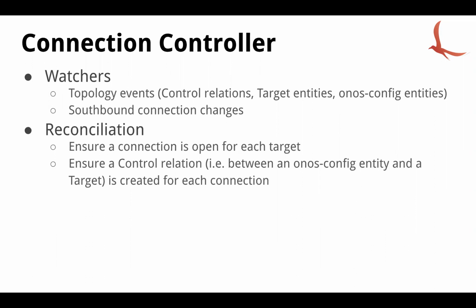So these are the missing pieces that we don't have right now. Technically, we don't model the connection as the control relationship. We don't create ONOS config entities. The only thing we create right now is just the device object, and we use that device object to make a connection to it. But we need to migrate from this pattern to this new pattern.